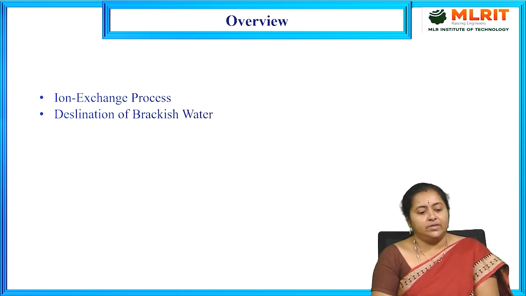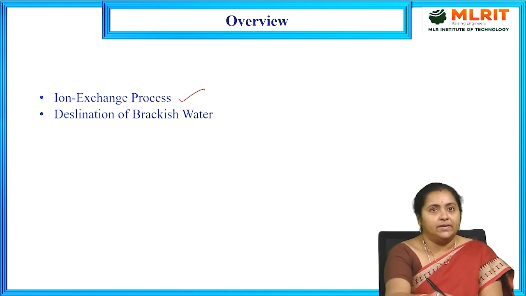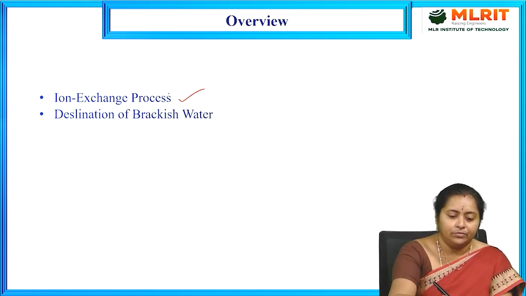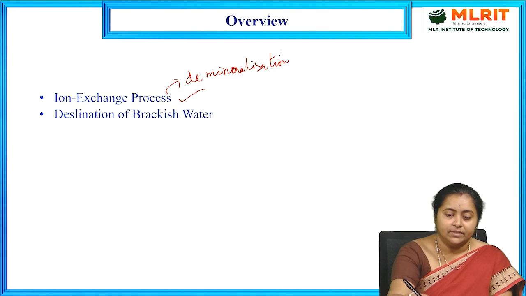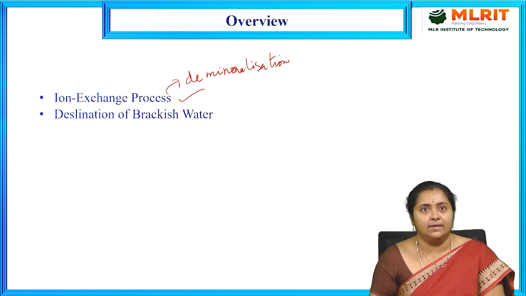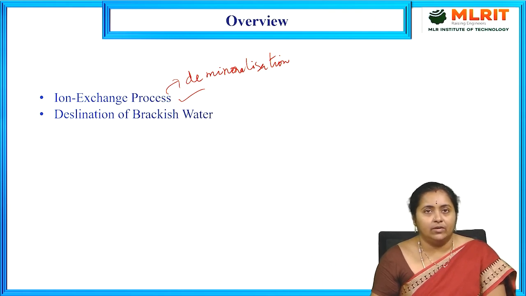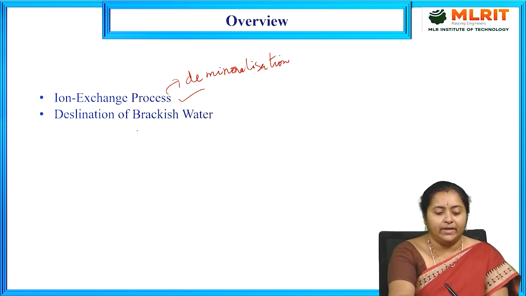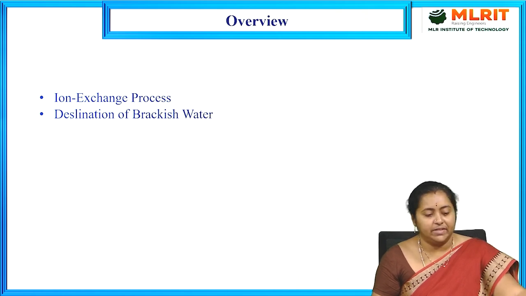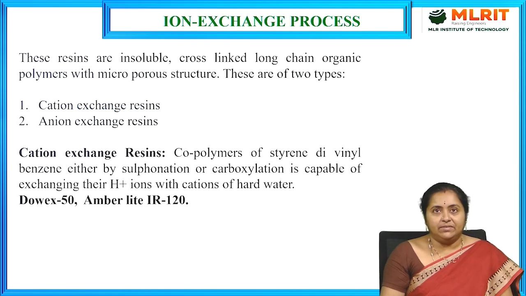In today's class, we are going to discuss external treatment of hot water, which includes the ion exchange process, or we will call it demineralization of hot water. It is an example of external treatment of hot water. And one more topic, that is desalination of brackish water. Let us start with the first one, that is the ion exchange process or demineralization of hot water.